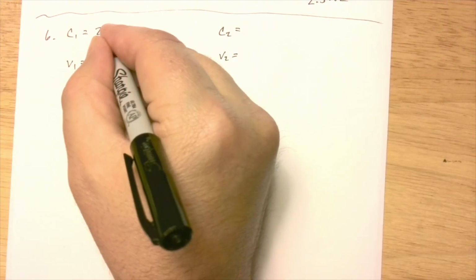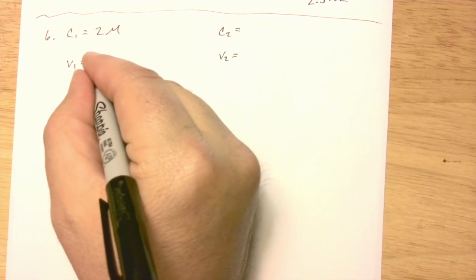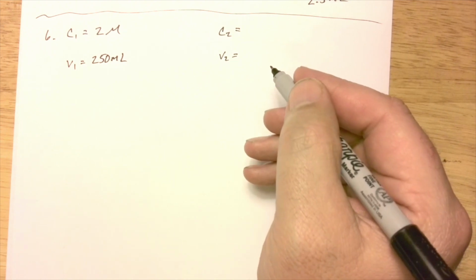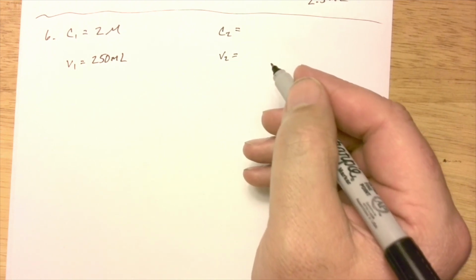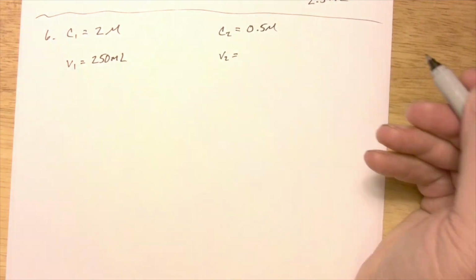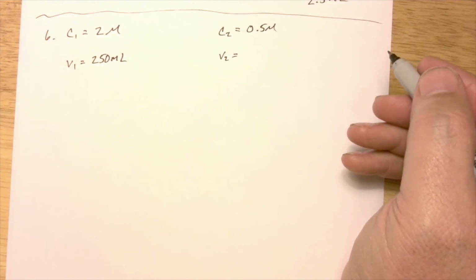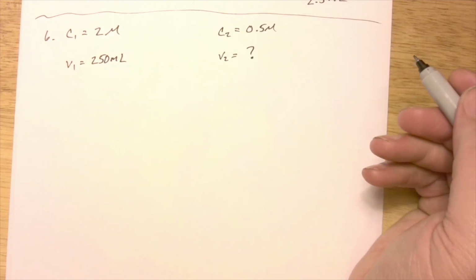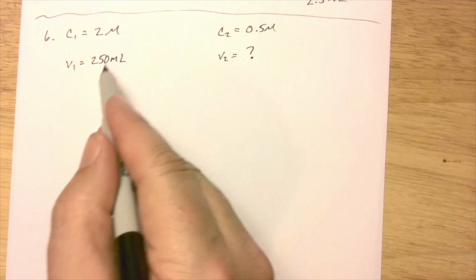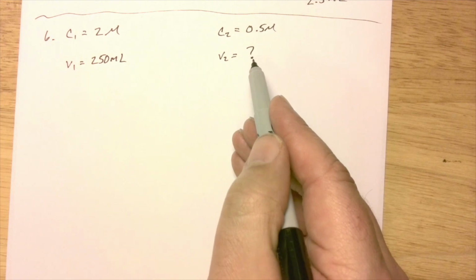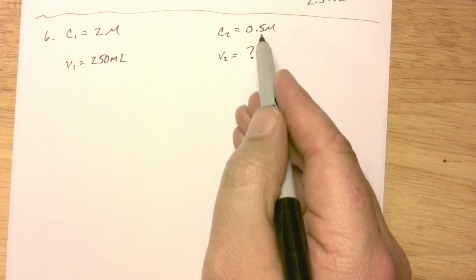Start off with a 2 molar and 250 milliliters. And it's necessary to make 0.5 molar. In other words, that's what you want to end up with. So the question is, how much would you have? If you took 2 molar and 250 milliliters of it, how much must you dilute it to give you a 0.5 molar?